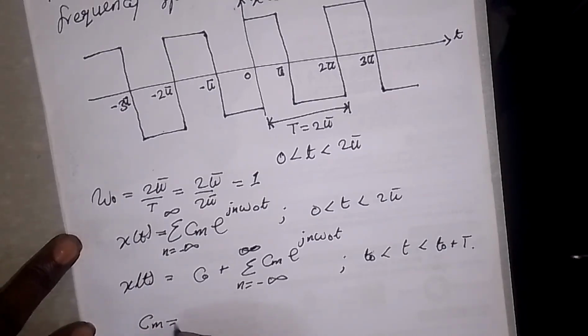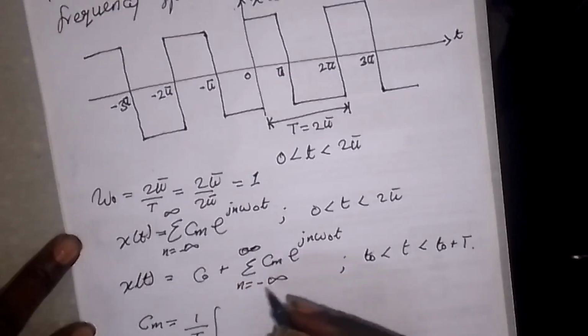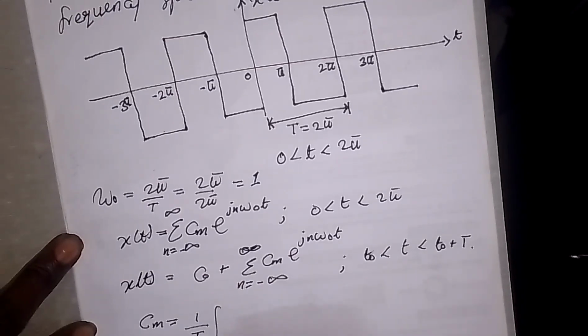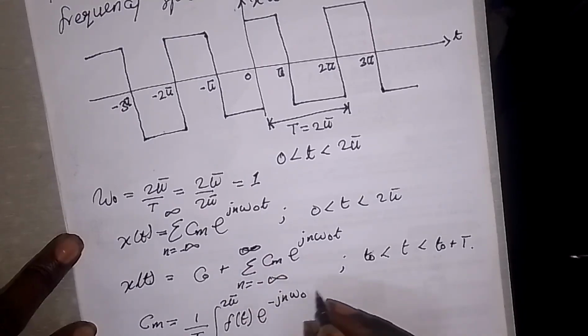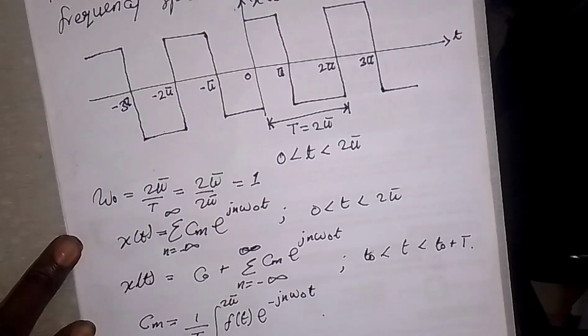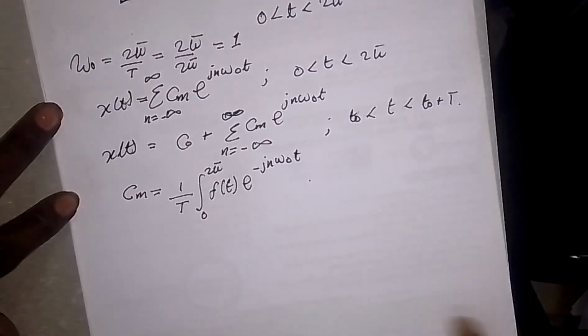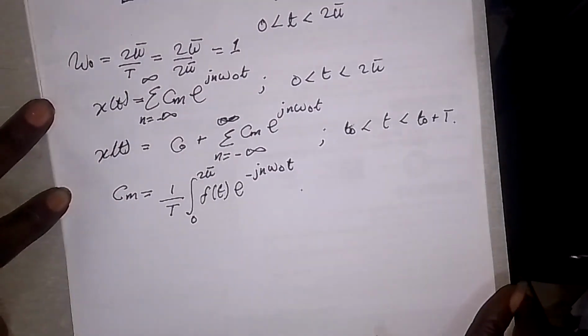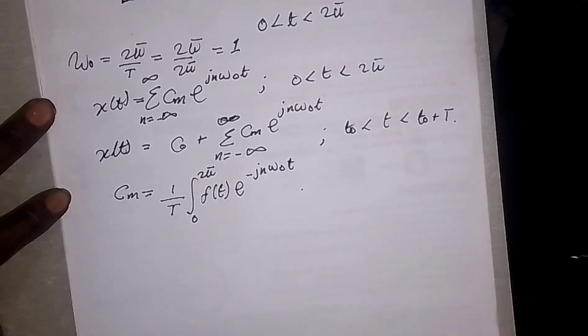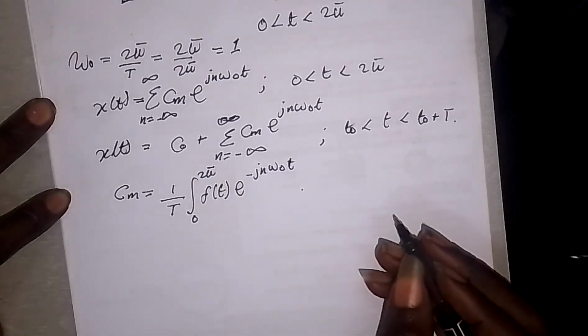So Cn is equal to 1 over T into the integral over our period, which is from 0 to 2 pi, of f of t into e^(minus j n omega naught t). So this is what we're going to have in this particular instance. Now what we can do from here is introduce our specific values.